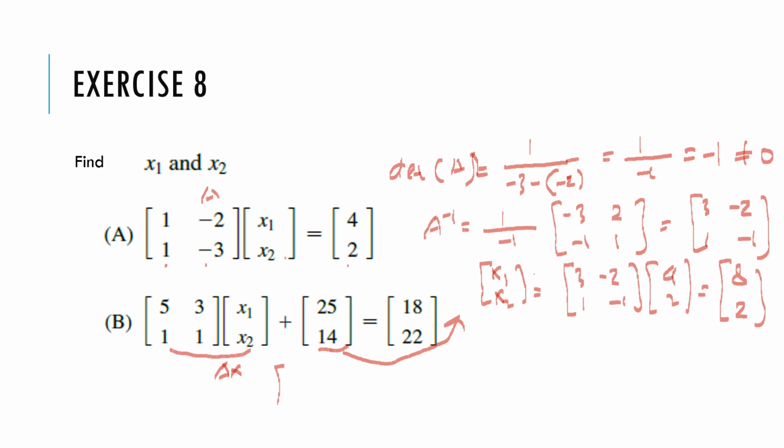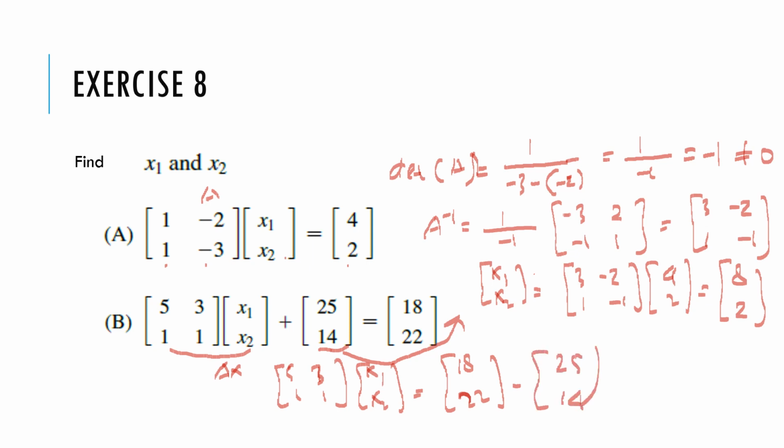this remains the same. So we have 5, 3, 1, 1 times x1, x2 equals 18, 22, subtract 25, 40. Because the sign of this is positive, when we move it, it becomes negative. So the right hand side that we have now is negative 7 and 8. So now the system of linear equations becomes 5, 3, 1, 1 times x1, x2 equals negative 7, 8.